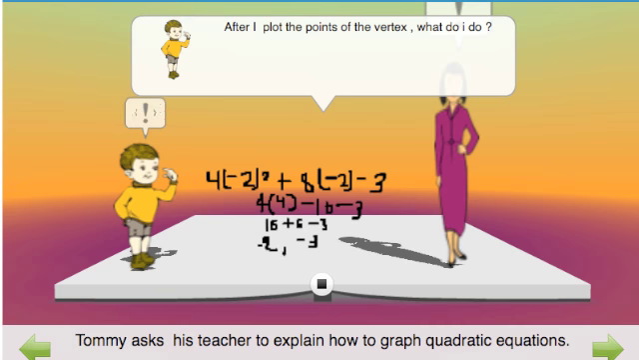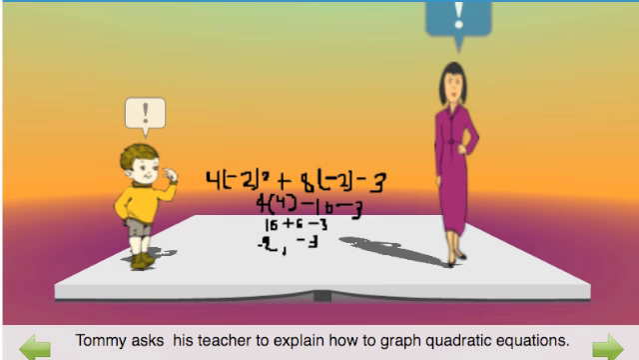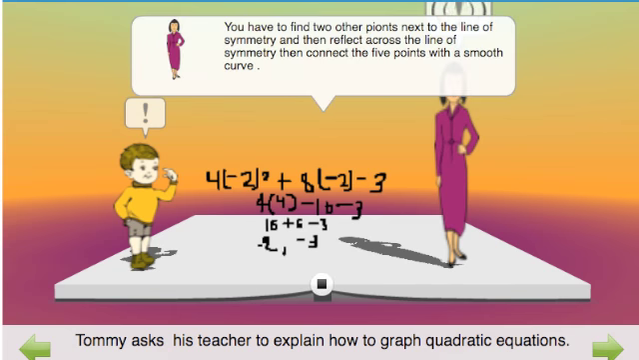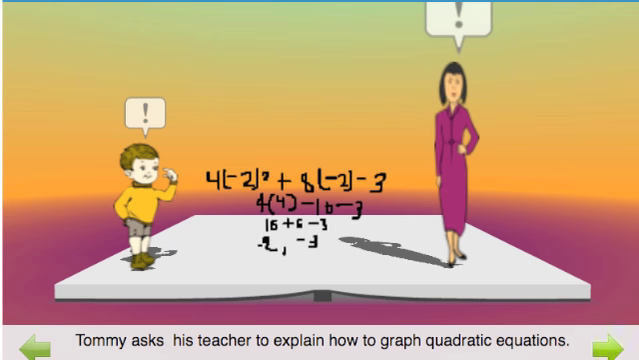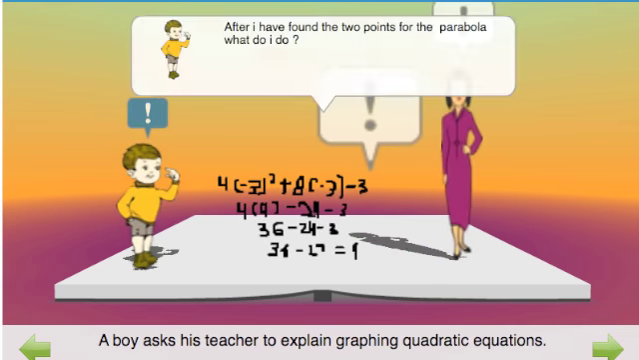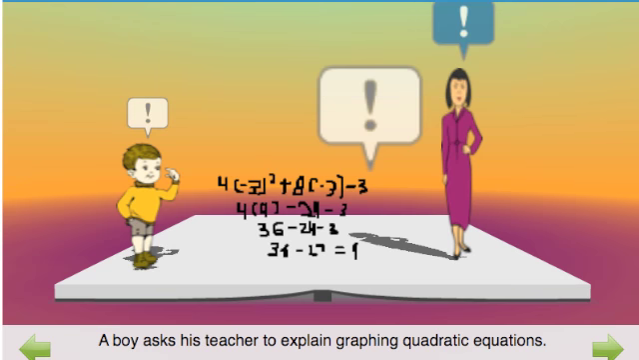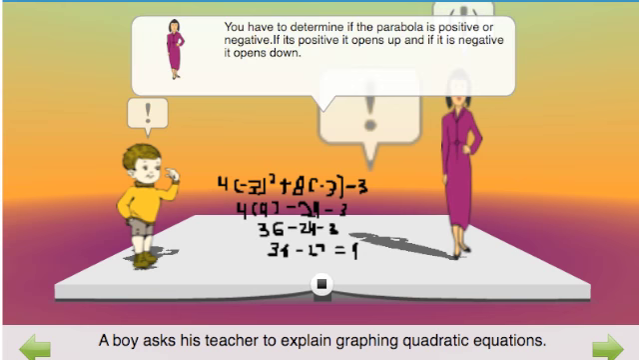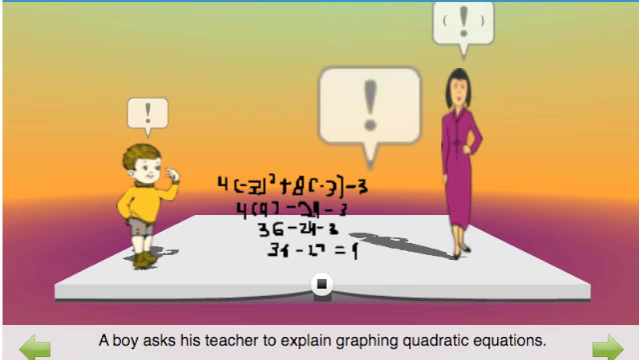After I plot the points of the vertex, what do I do? You have to find two other points next to the line of symmetry, and then reflect them across the line. Then connect the 5 points with a smooth curve. After I have found the 2 points for the parabola, what do I do? You have to determine if the parabola is positive or negative. If it's positive, it opens up, and if it's negative, it opens down.